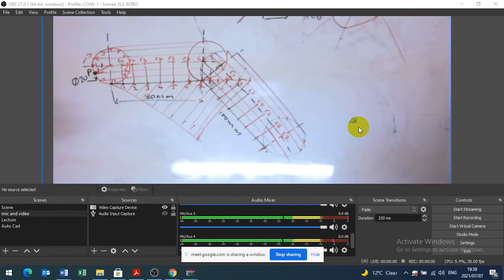Okay, so what I was saying here is that they give you an initial position of P.